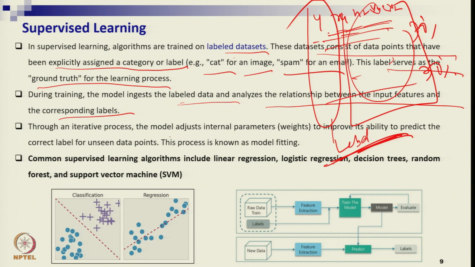That's it. Through the iterative process, the model adjusts its internal parameters, weights, to improve the ability to predict the correct label of unseen data points. Unseen data points mean the testing, next level. This process is known as model fitting.